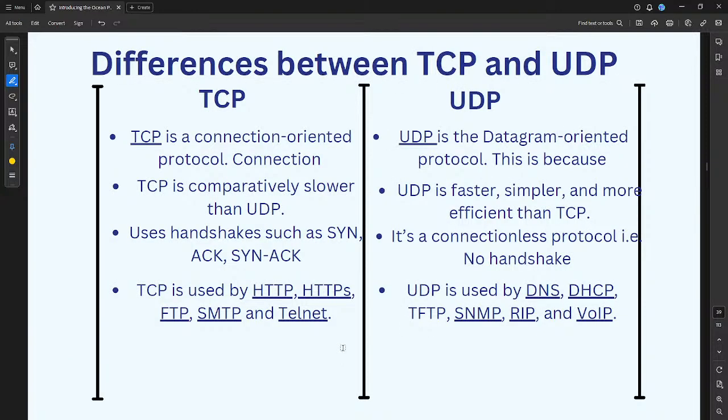Now let's look at other differences. TCP is a connection-oriented protocol. I've made mention of this. Of course, it's comparatively slower than UDP, because it uses handshakes and establishes connections. TCP is used by HTTP, HTTPS, and these types of services. UDP is the User Datagram Protocol, a datagram-oriented protocol, which is faster, simpler, and more efficient than TCP. It is a connectionless protocol, that is, there's no handshake, and finally UDP is used by these types of services.